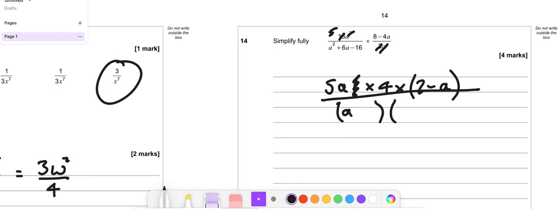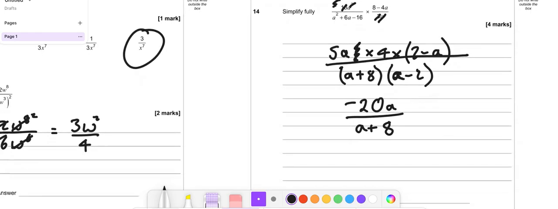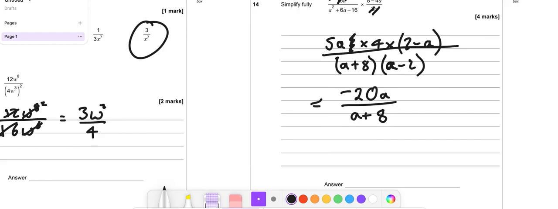a plus 8, a minus 2, gives me minus 16 plus 6a. Okay, a minus 2 and 2 minus a. So other than a minus sign, they're all good. So on the top, I've got minus 20a. And on the bottom, I've got a plus 8. That will be as simple as I can get that.